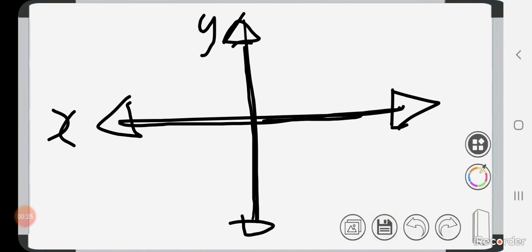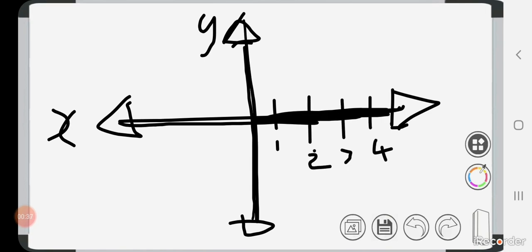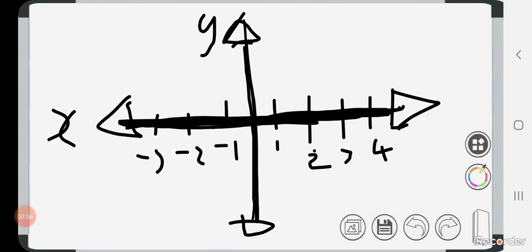Now, on the right-hand side, the x-axis is positive, so it will be 1, 2, 3, 4, and so forth. On the left hand side, the x-axis is negative, -1, -2, -3, and so forth. Now, what you must note about all of the x-axis is that y is 0 anywhere here on the x-axis.